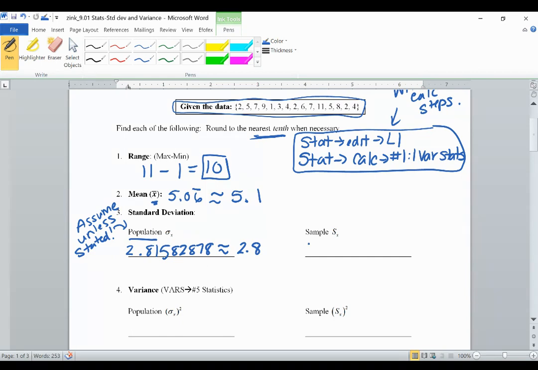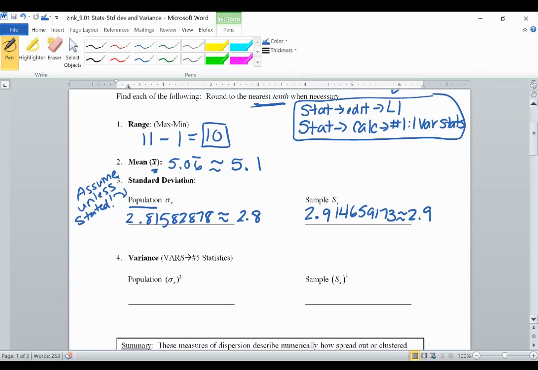The sample is S sub x, and that's also right in your calculator. And if you have trouble finding any of these, let me know. You can send me a text or email me, and I can even show you a screenshot of my calculator, or you can send me a screenshot of yours to figure that out.